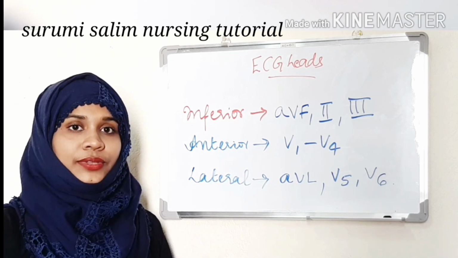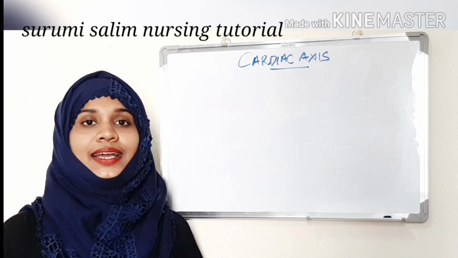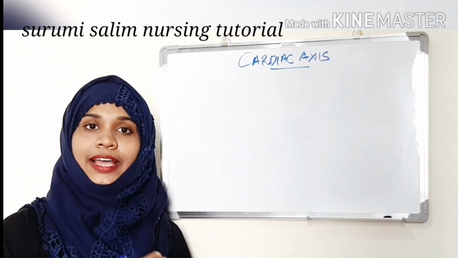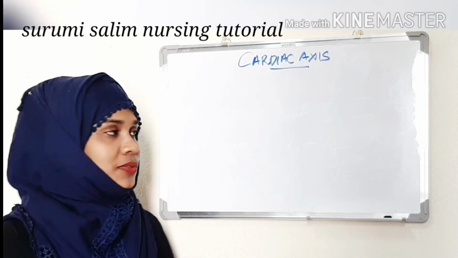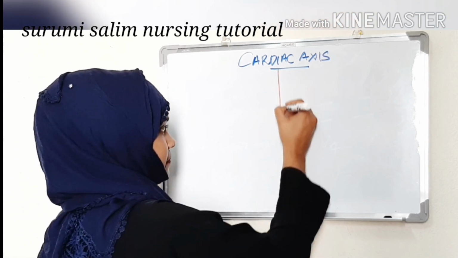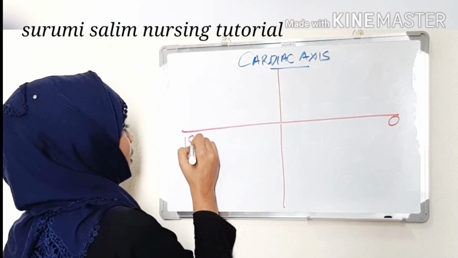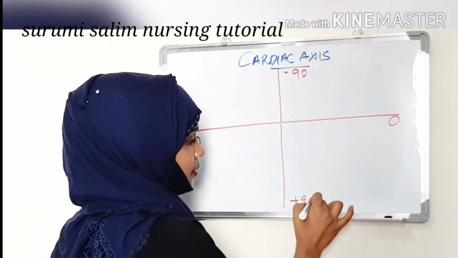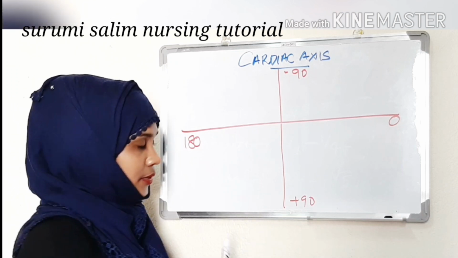Next we will be going to the cardiac axis. We will see the cardiac axis. The cardiac axis means the average direction of flow of electrical activity of the heart. Okay, so this is giving the direction. So we will see first here 0, 180, minus 90, plus 90. Okay, so we will place each lead in this view.